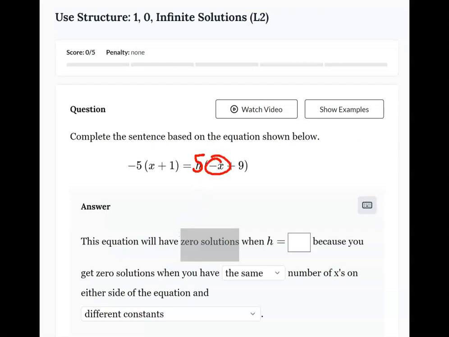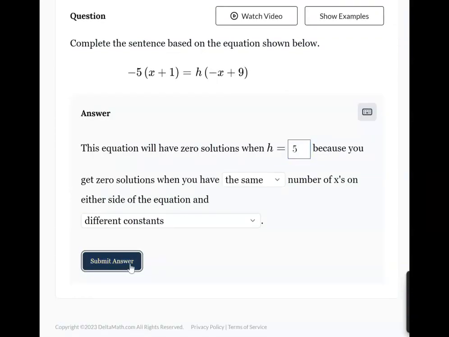But it's already negative, so I just need a 5. 5 times minus x is -5x. -5 times x is -5x. And my variable terms are matching. It doesn't matter what the rest of this distributing is. It doesn't matter. Because all we know is that we need our x's to match. So we need a 5 out front.